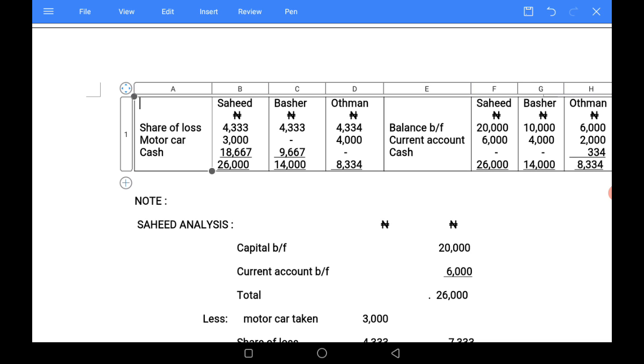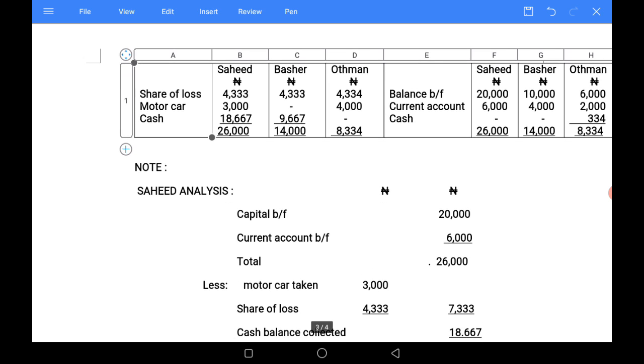Then you have to take notice of the motor car taken by the partners. Therefore, Saeed took over a motor van with the worth of 3,000 naira, while Othman took over the one with the worth of 4,000 naira.